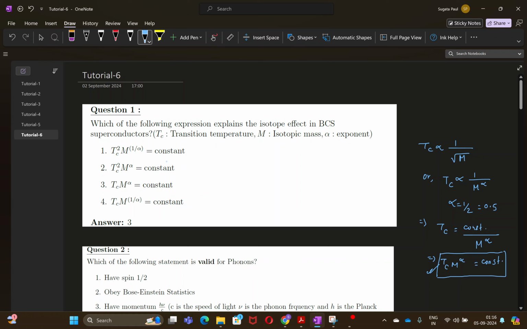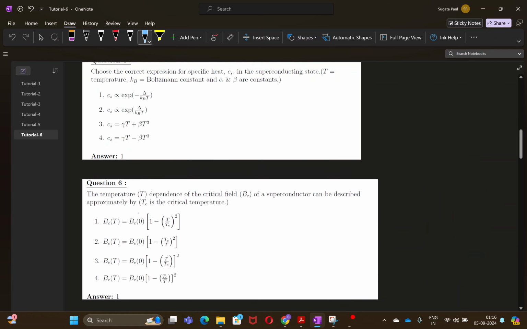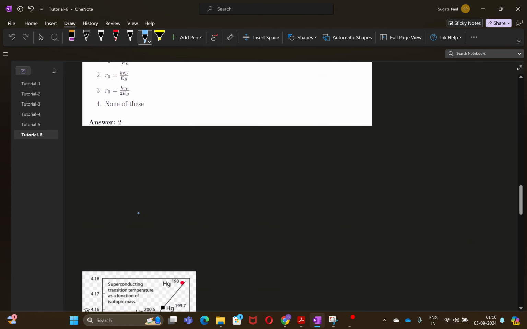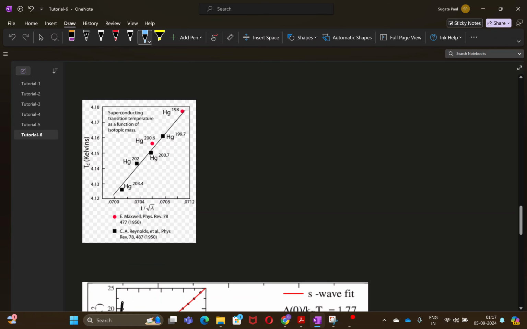So our answer will be answer number 3. That is also given as the right answer. Basically, you know about the isotope effect. You have learned it from the concept of BCS theory and superconductors. But just to elaborate on the idea a little bit, I have added this graph here for the understanding of the isotope effect.